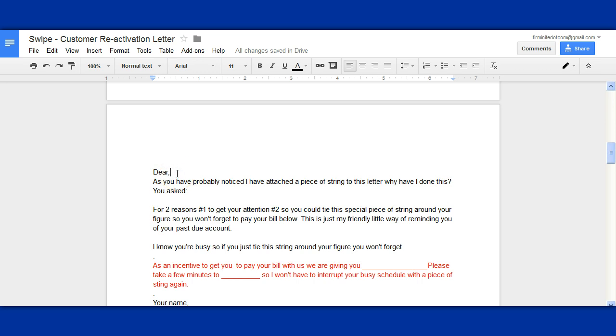"Dear John Smith, as you have noticed, I have attached a piece of string to this letter. Why have I done this, you ask? For 2 reasons. Number 1, to get your attention, so you could tie this special piece of string around your finger so you won't forget to pay your bill below. This is just my friendly little way of reminding you of your past due account. I know you're busy, so if you just tie this piece of string around your finger, you won't forget."